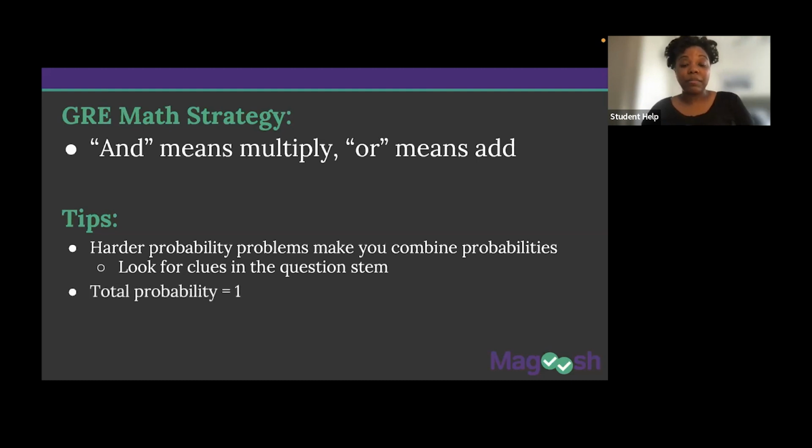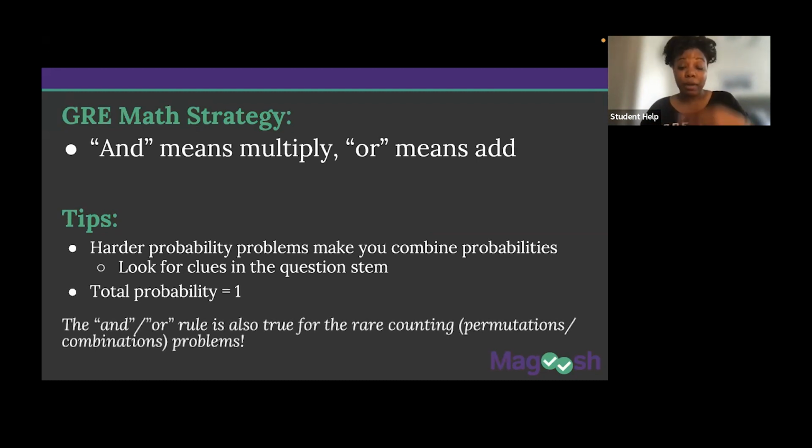All right. Also keep in mind that the total probability of anything happening is always going to be 100%, which is also 1. So just be careful of that and recognize that all of your different probabilities are always going to come together to equal 1. That's a principle that's tested often. And then the and/or rule is also true for the rare counting, permutation and combination problems.